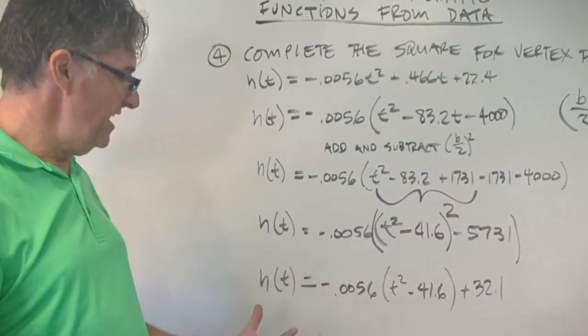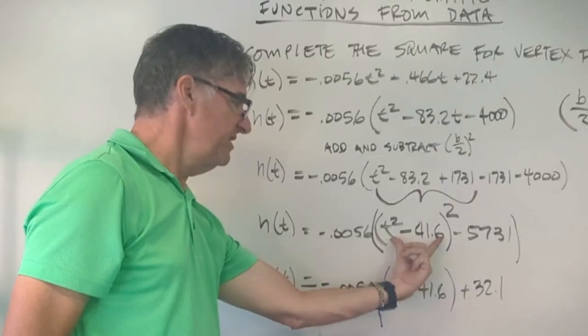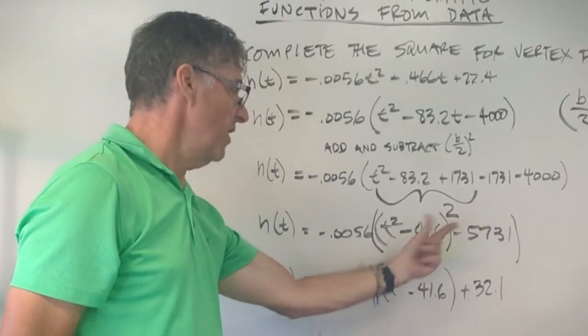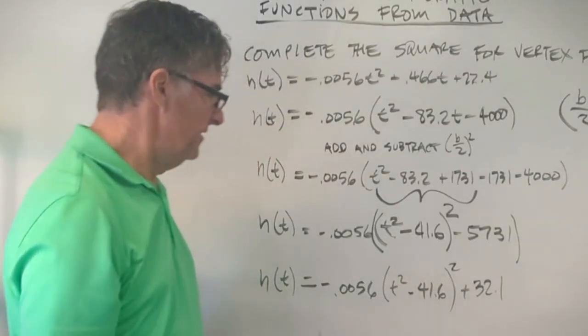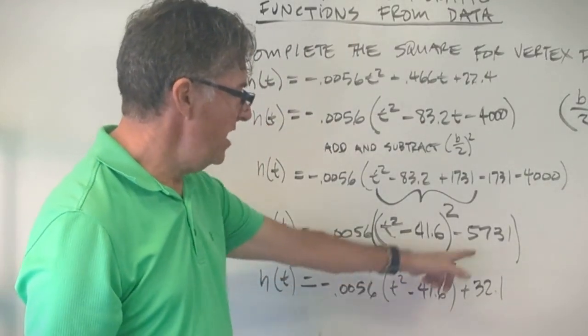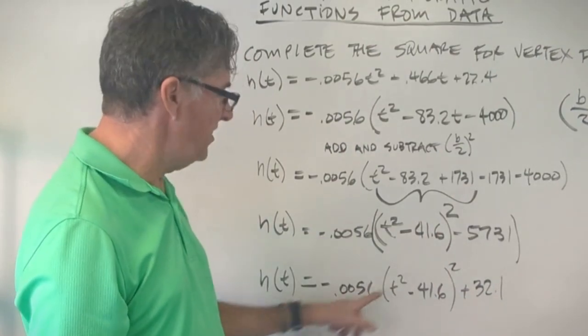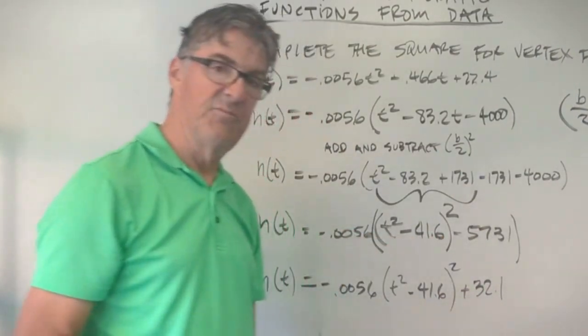Okay, so that's what I get. I remove this outer set of parentheses. I'm not going to multiply into this because I have a squared, so I can't. I just bring that down. Whoops, lost my squared there. So I've got my minus 0.0056 times this, and now when I multiplied this by this, they're both negative, so it goes positive, I get 32.1.